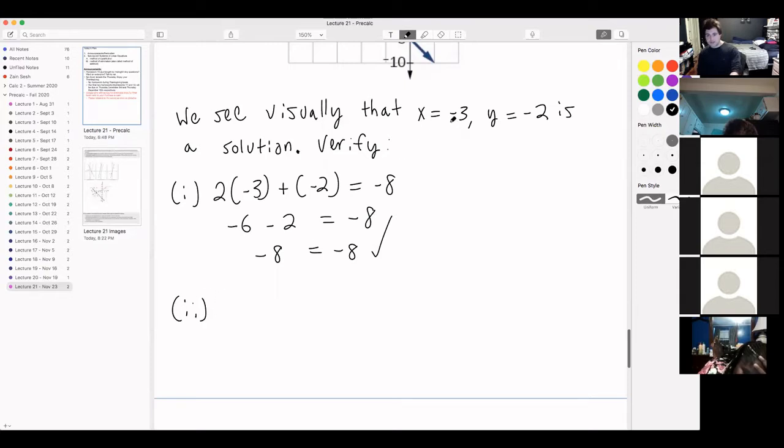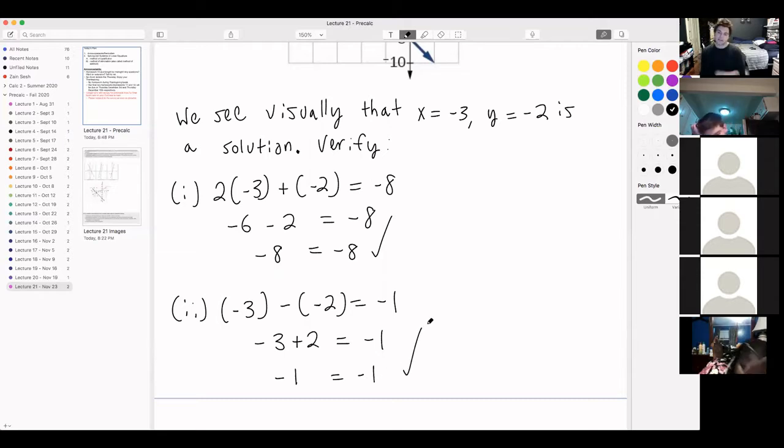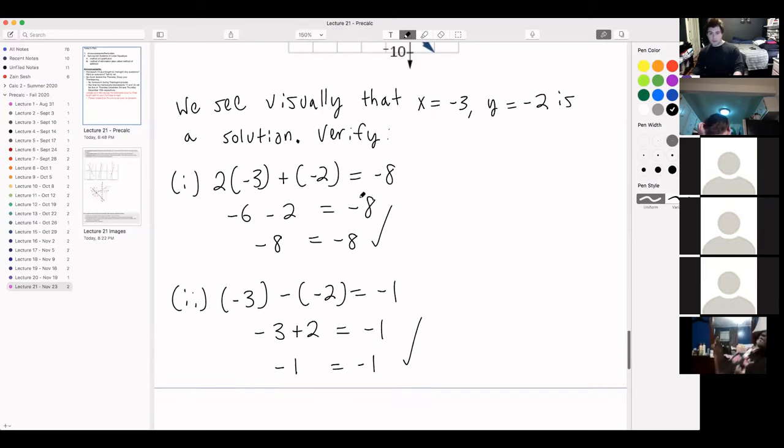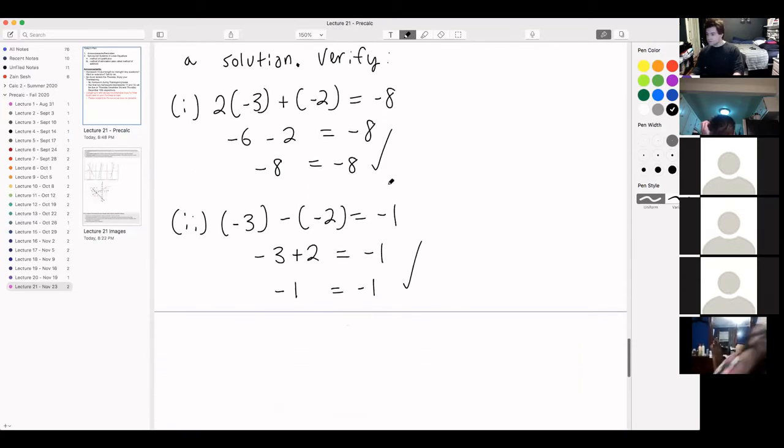Now we just need to do the same thing for equation number 2. So we sub in x equals negative 3 and y equals minus 2. So what does that give us? We'll get negative 3 minus negative 2 is equal to negative 1. This is negative 3 plus 2 is equal to negative 1. And the left side is negative 1, which is indeed equal to negative 1. So it checks out. So that is a solution. So yes, negative 3, negative 2 is a solution.